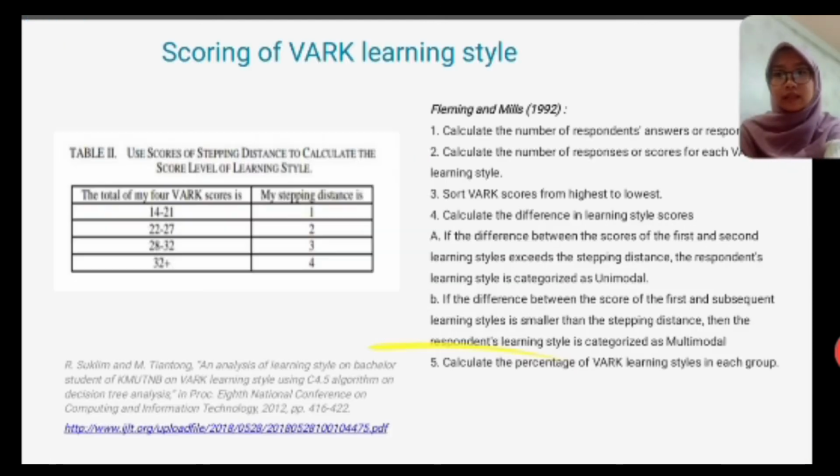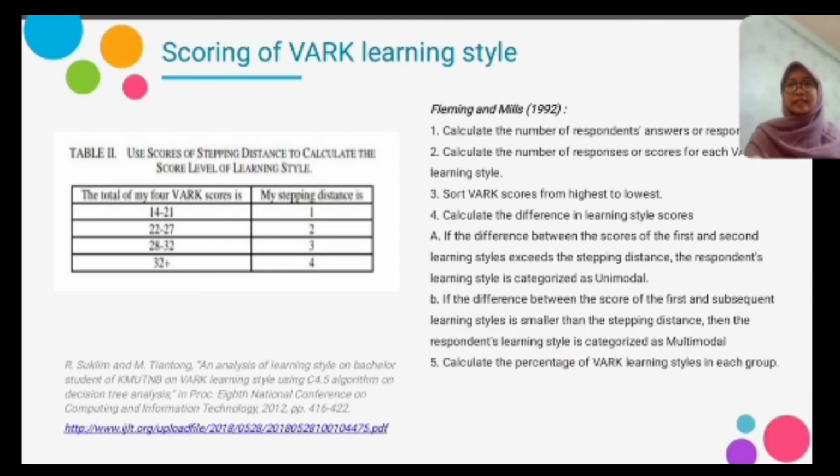Okay, the next slide is scoring of the V.A.R.K learning style. According to Fleming and Mills, there are steps of processing the scoring. The first one is to calculate the number of respondents. The second is the answers that have been selected will be accumulated with the number of answers for each V.A.R.K code. And the third one is you arrange the V.A.R.K scores from the highest to the lowest.